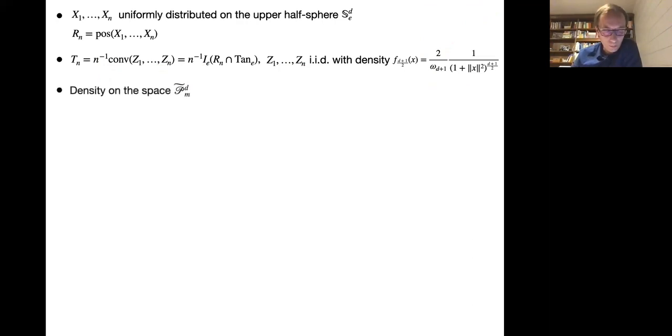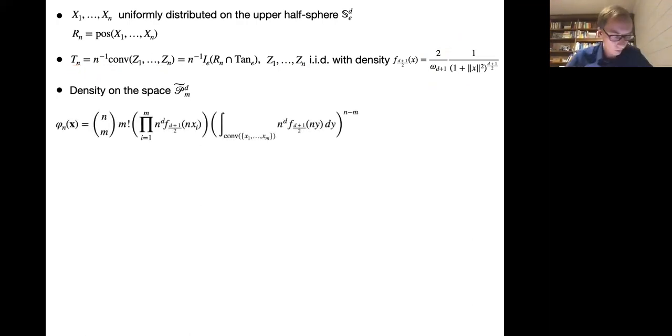And now let us compute the density on this space. This was this disjoint union of subsets of Euclidean space. Let us compute the densities of these random polytopes. The density looks as follows. This is the density I claim.